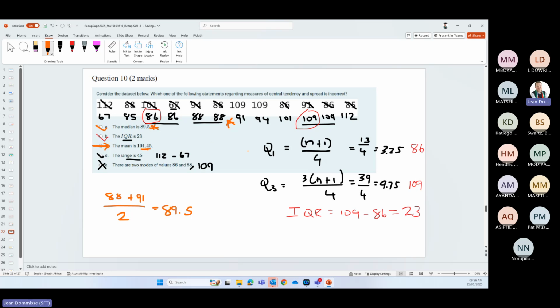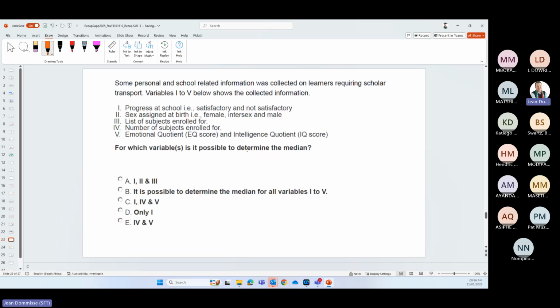Okay, so the next one is a bit of a mix. So let's quickly read and then see. Some personal and school-related information was collected on learners requiring scholar transport, and there are the variables. Then they ask us for which variables it is possible to determine the median.